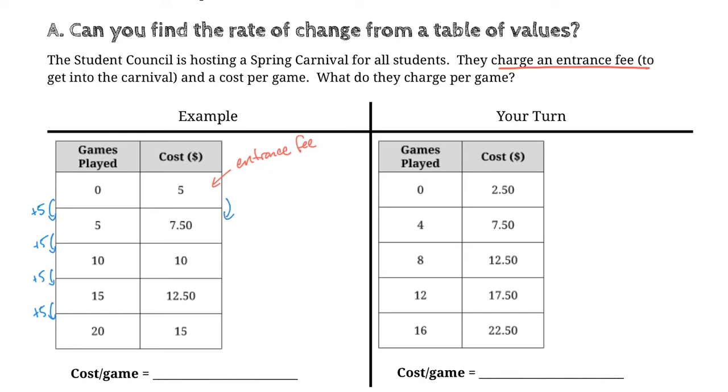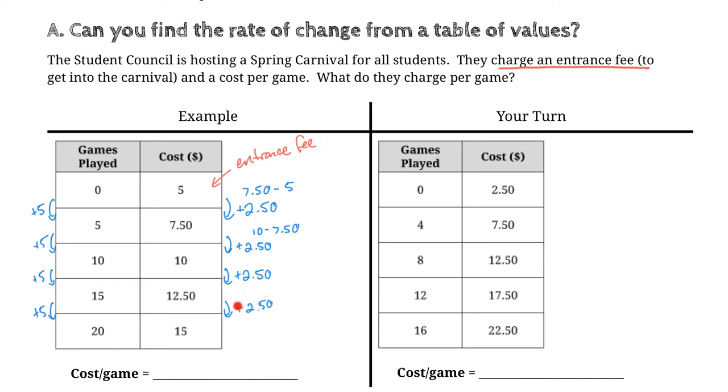We can do that by taking $7.50 and subtracting 5 from it. So that's the row below minus the row above it. And when we do that, we're going to get $2.50. And if we do that to the next row, we take $10, subtract $7.50, we'll also get $2.50. So all of these costs are actually going up by $2.50.